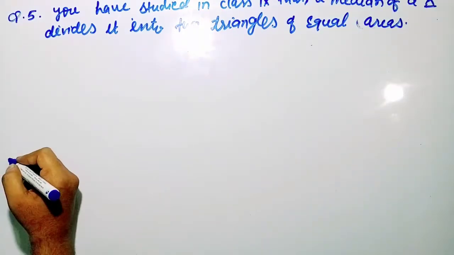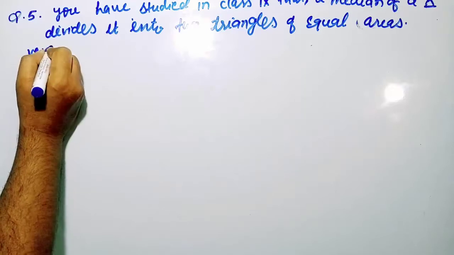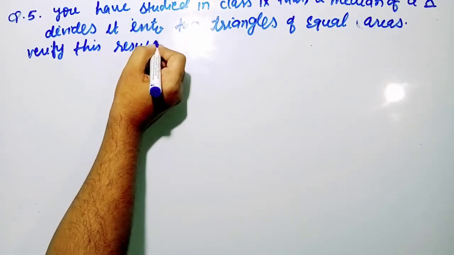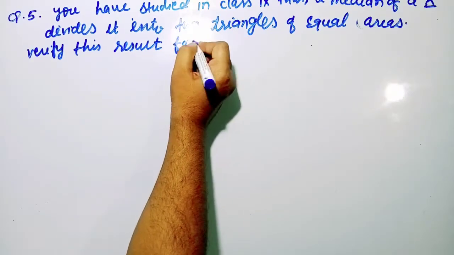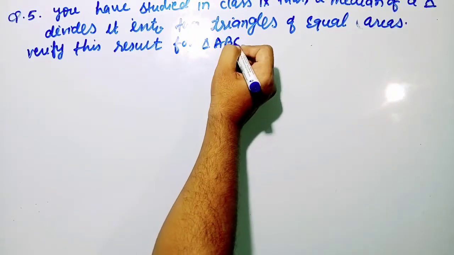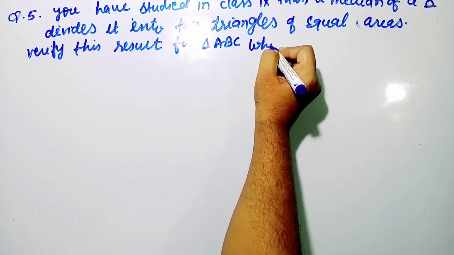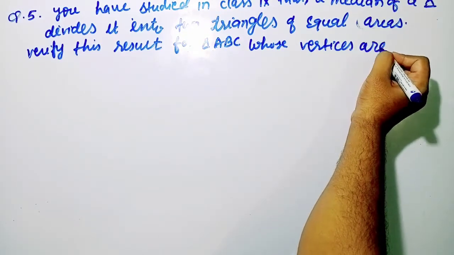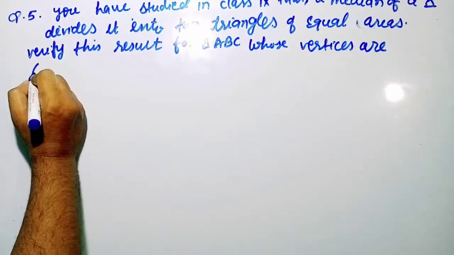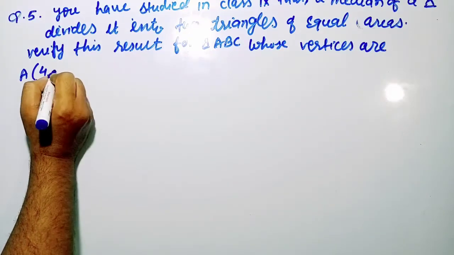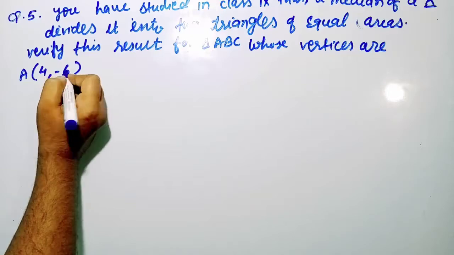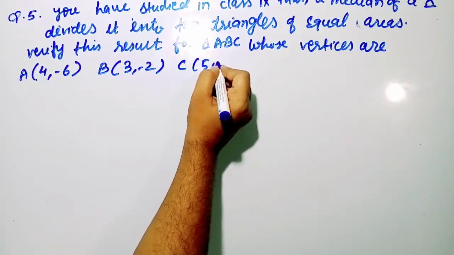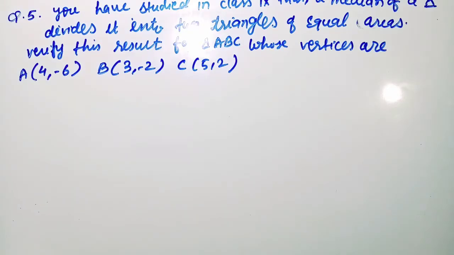Okay students, what we have to prove over here: in a triangle, if a median is drawn, then the median divides the triangle into two equal parts. So the areas of both triangles divided by the median will be equal. So we have to verify this result for triangle ABC, whose vertices are A (4, −6), B (3, −2), C (5, 2), right students?